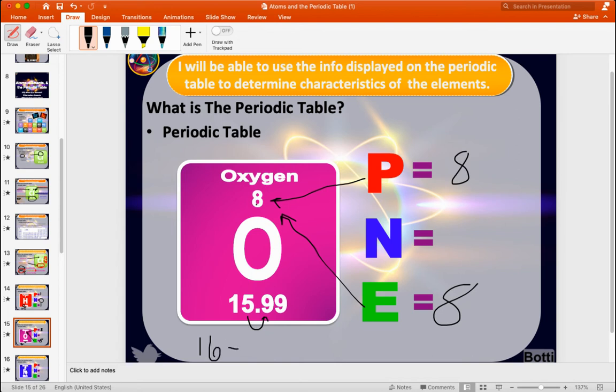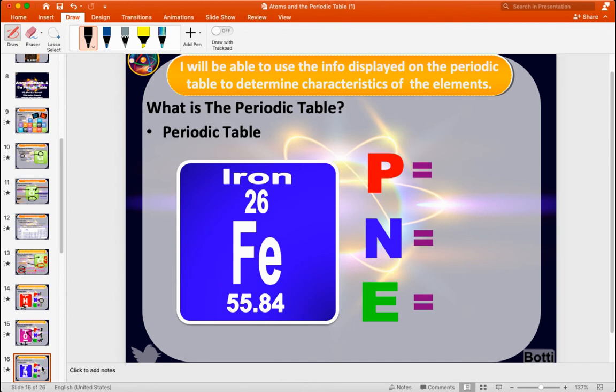So we're going to subtract 8 from 16. And that's going to give us 8. So we have 8 protons, 8 neutrons, 8 electrons. Now there will be times where we will have the same number of each of our 3 subatomic particles. We can have 8 protons, neutrons, and electrons. The bigger the element gets, meaning the bigger this atomic number gets, the less likely that's going to happen. But here on oxygen, we just happen to have the same number of protons, neutrons, and electrons.